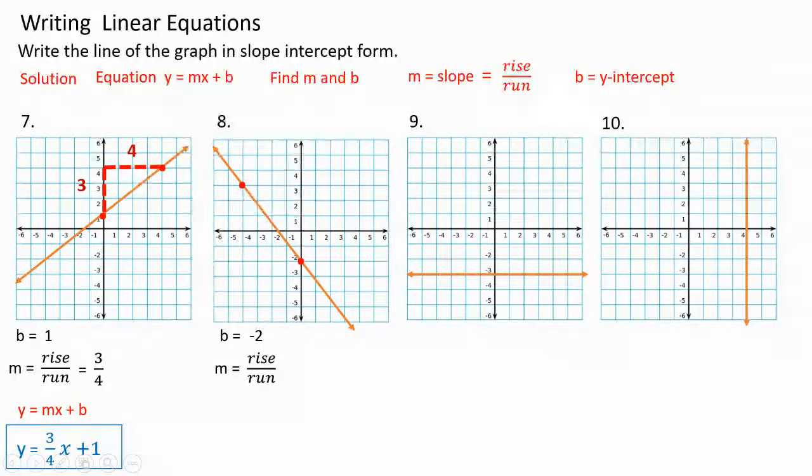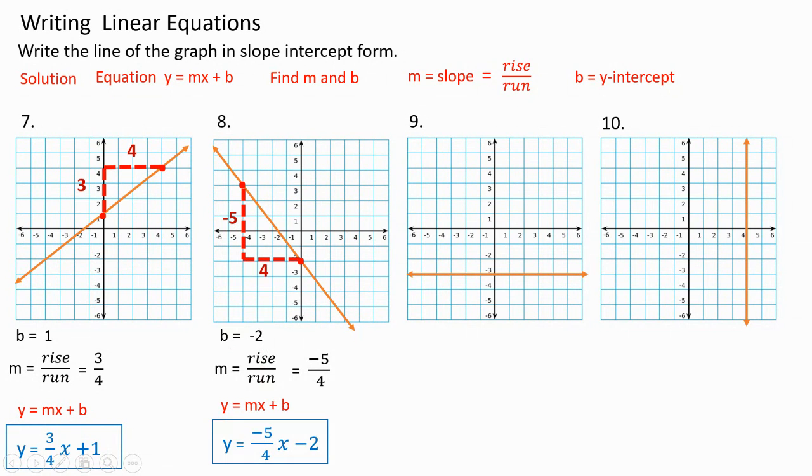Rise over run. So from this point here, we go down 1, 2, 3, 4, 5, and 1, 2, 3, 4 across. So 5 down and 4 across. My slope will be negative 5 over 4, and the b is negative 2. So I found the m and the b to plug in and find the equation of the line in slope-intercept form. There's my m, negative 5/4, and my b is negative 2.